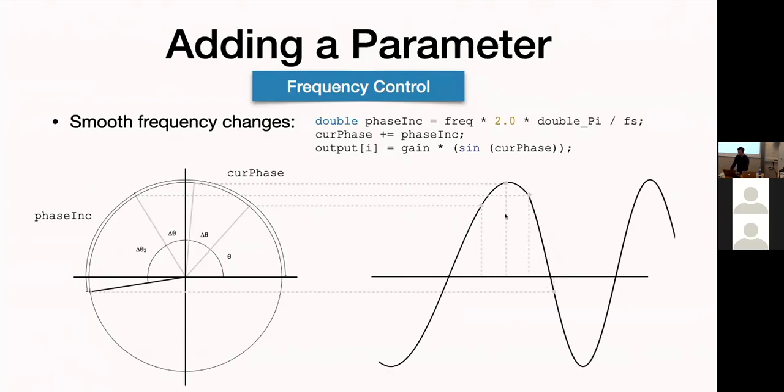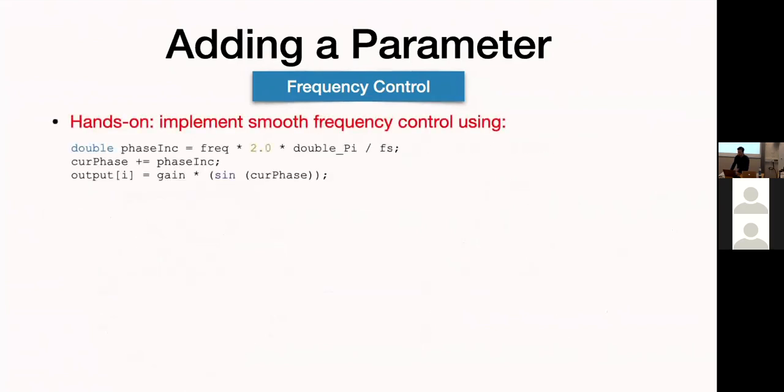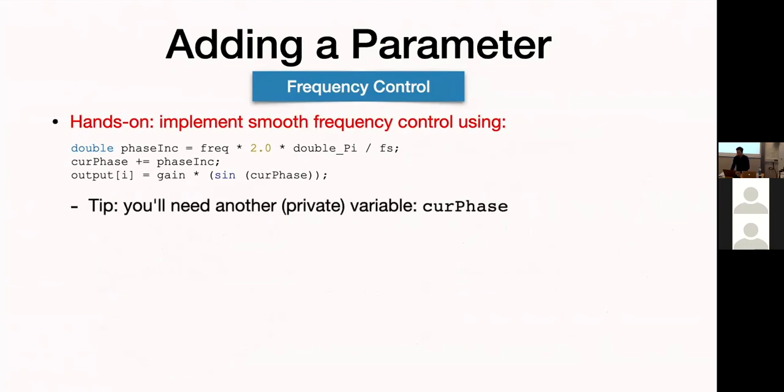All right, so for those of you who are there, you can implement the smooth frequency control using the following code. This is just a copy-paste type thing. And then you need another private variable to keep track of the phase within the class. Yeah, so go ahead.